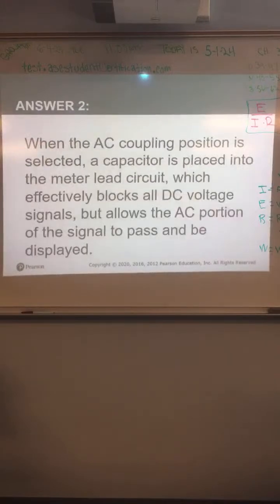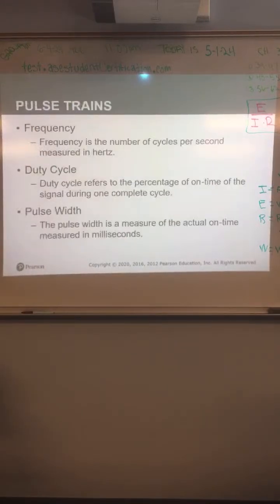A pulse train, that is a frequency and number of cycles per second measured in hertz. Duty cycle, we talked about before, it's a percentage of on time. Pulse width is a measure of the actual on time measured in milliseconds. Pulse width is always going to be measured in milliseconds. Duty cycle is in percentage. So if you have a 70% duty cycle, it's going to be displayed as 70%. Means it's on 70% of the time, off 30% of the time. Okay?